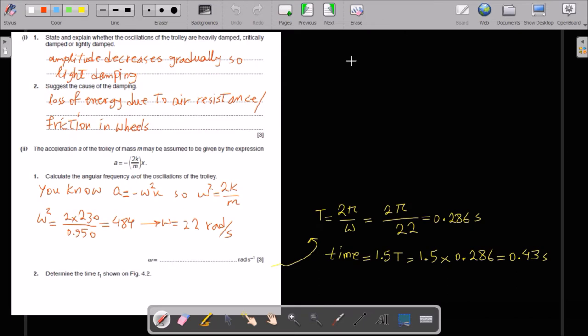Suggest the cause of damping. So you know that the cause of damping is loss of energy. So in this question, due to air resistance or friction in wheels? You can write many answers for this part, but I wrote two of them, so you need one of them. If you write air resistance, it is okay, or you can write friction in wheels. So you must write loss of energy, due to one of them, air resistance or friction in wheels.